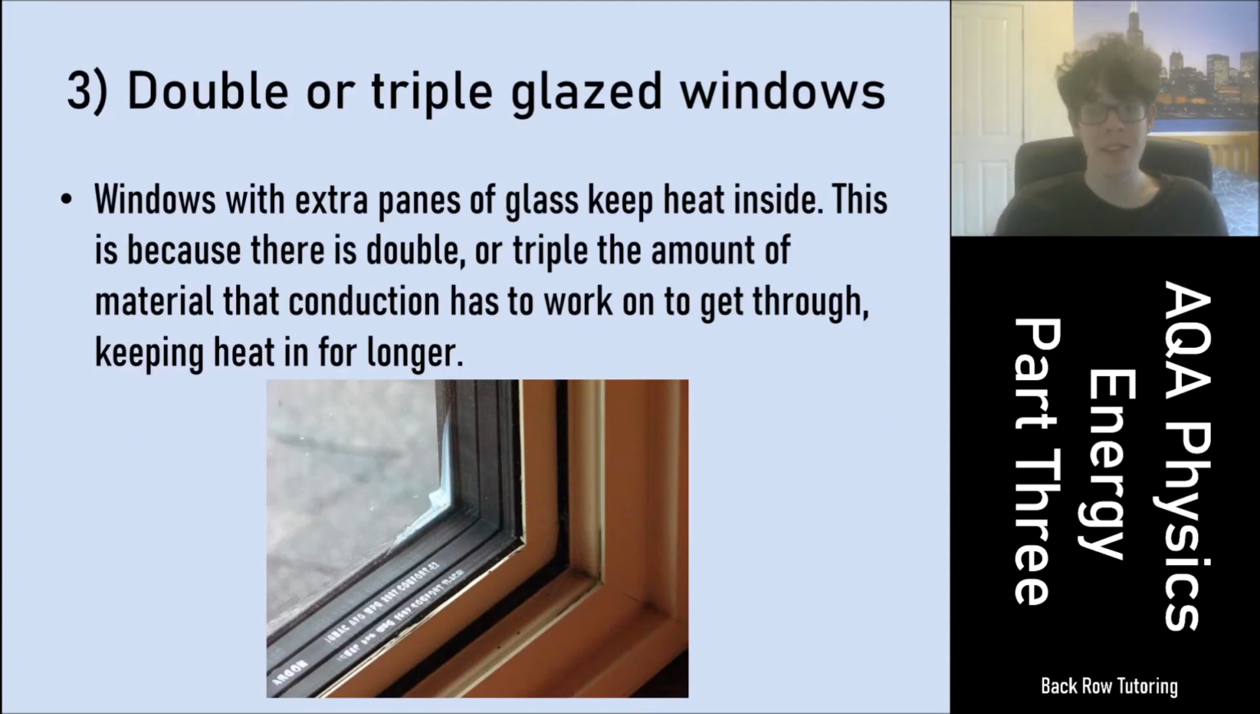Windows with extra panes of glass keep heat inside. This is because there is double or triple the amount of material that conduction has to work on to get through, keeping heat in for longer. So if you have 3 layers of glass in a window, you have a part where there needs to be conduction to get through the glass, and if you have a gap, you then have to go through convection, then another pane of glass where you have to go through conduction, then another bit of air where you need to go through convection, and then a third layer of glass where you've got to go through conduction again. So if you have 3 panes of glass, you have a very large amount of insulation, effectively keeping the heat in your house and stopping it from leaving.